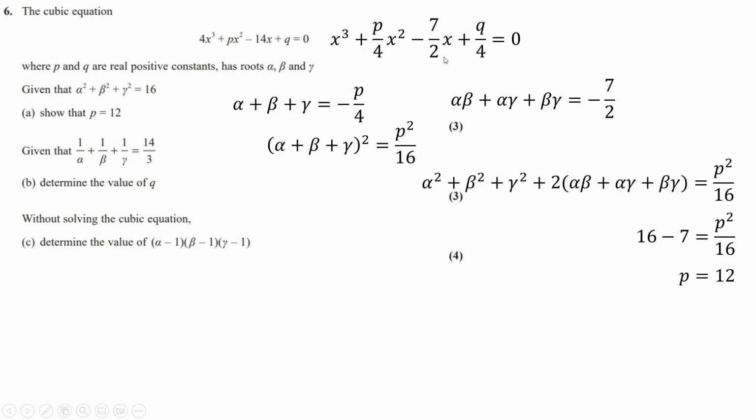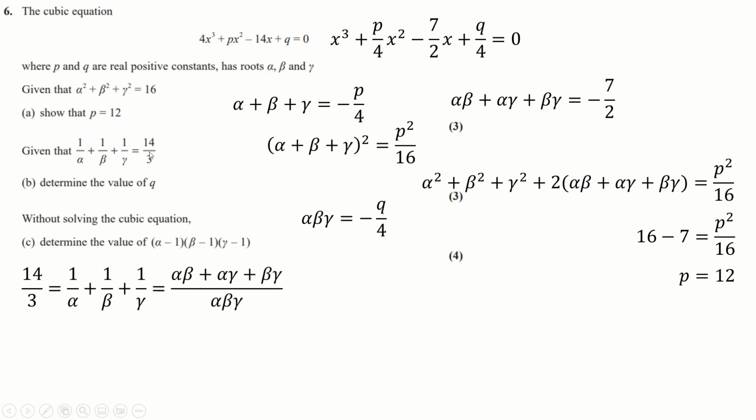Given this, determine the value of q. So like I said, minus q over 4 is alpha, beta, gamma. So how are we going to get this out? Well, let's consider this for a second. We know that's equal to 14 over 3, but we can also just combine it into one fraction by timesing this by beta gamma, timesing this by alpha gamma, timesing this by alpha beta, and then putting them all together you get this. But we know this is minus q over 4, we know this is minus 7 over 2, we know together they make 14 over 3. Cancel the negatives, do some stuff, and you get this, q is clearly 3.